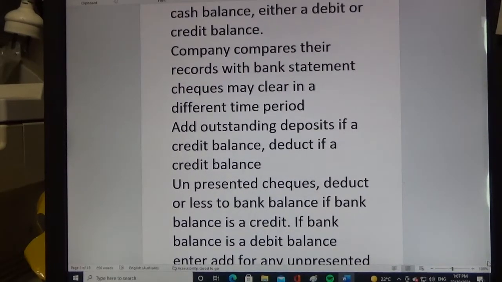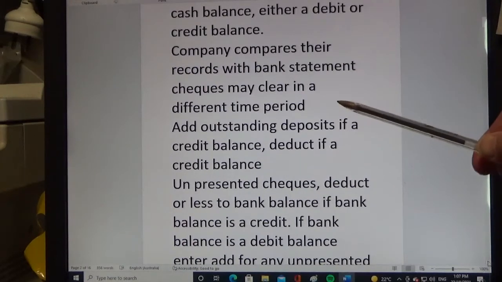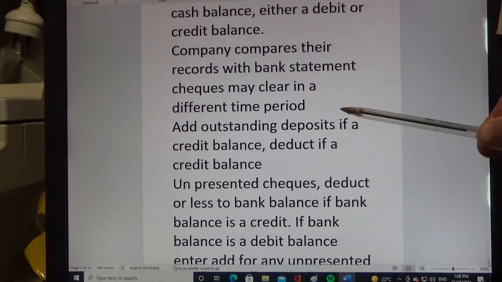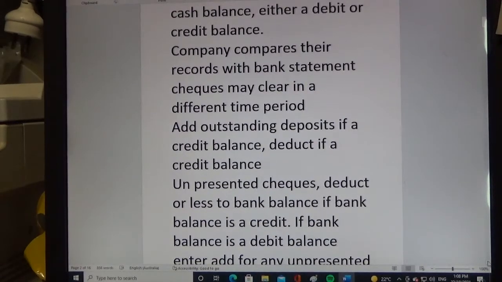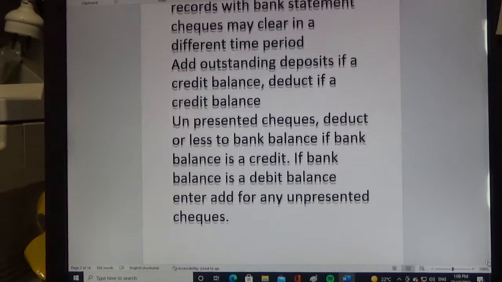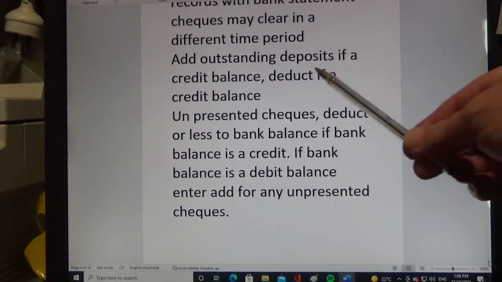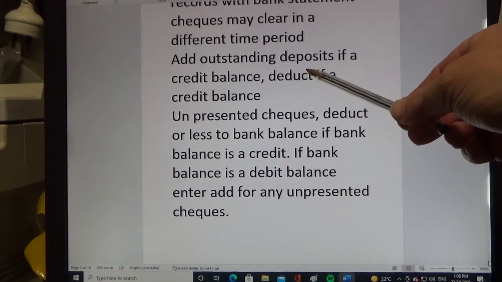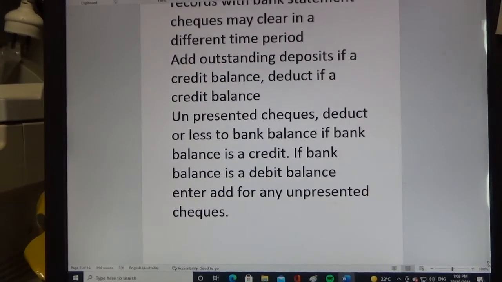I'll just explain it. The company compares their records with the bank statement. Checks might clear in a different period. That's why the bank balance of the statement and the cash book might be different. Outstanding deposits mean that someone has paid you, but it hasn't hit the company bank account just yet.